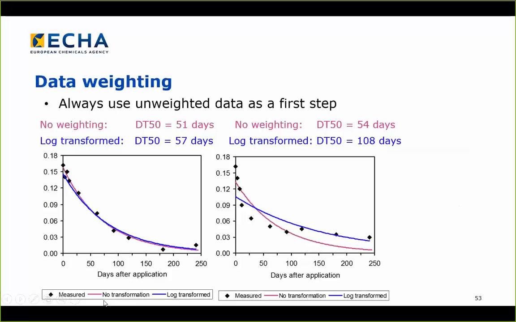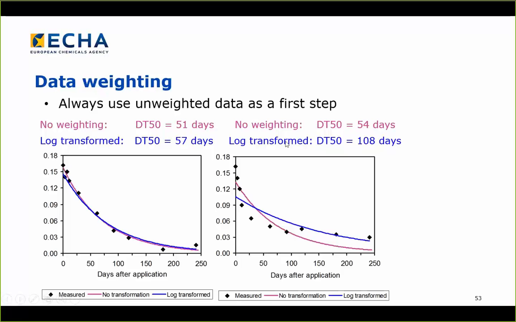As James mentioned, we can also weight the data, but as a first step, we should always use unweighted data. The weighted data should be used to reflect the uncertainty associated with each of the time points and should not be performed merely to change the fit. So for example, you could log transform the data, or you could take a 90th percentile of replicate values. The impact of weighting data will be case by case.